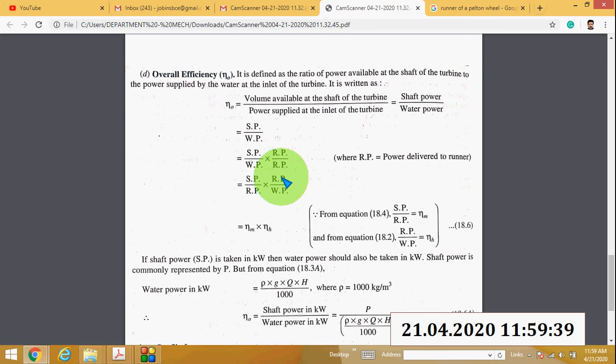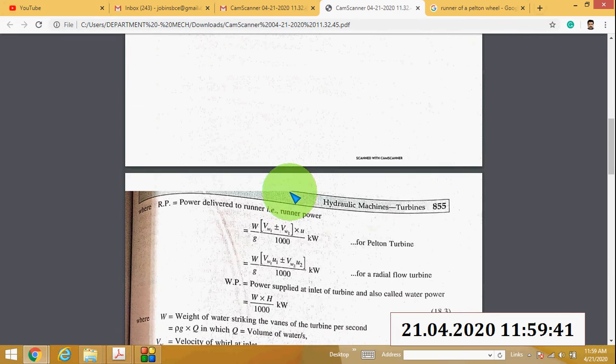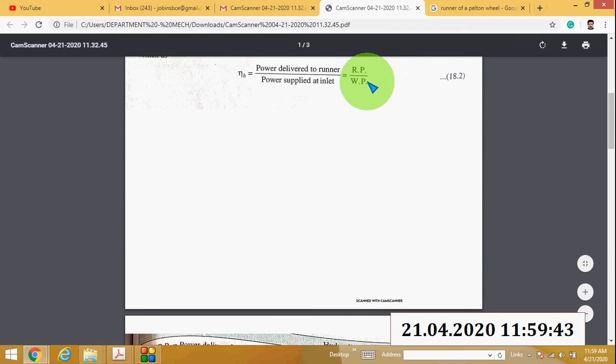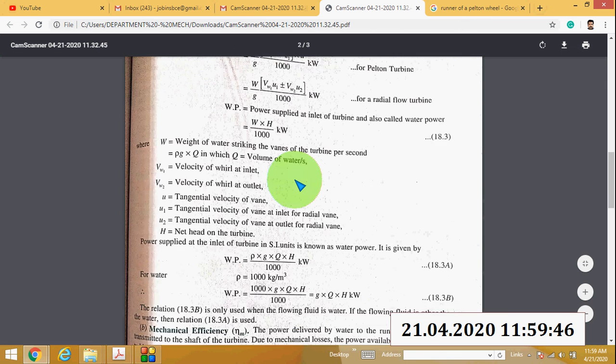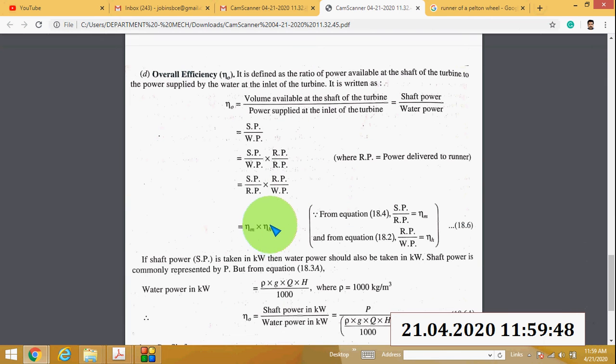Then next is runner power divided by water power. What do you mean by runner power divided by water power? Runner power divided by water power is equal to hydraulic efficiency. So you can write hydraulic efficiency. So this is the relation. So overall efficiency is equal to mechanical efficiency into hydraulic efficiency. So this is the relation.